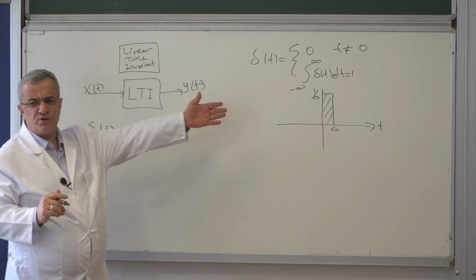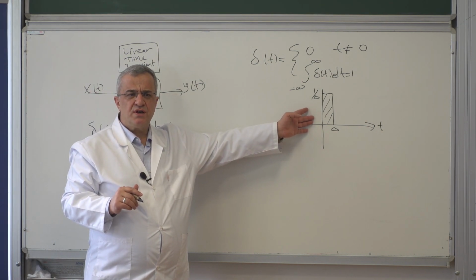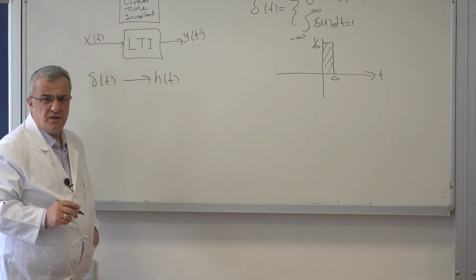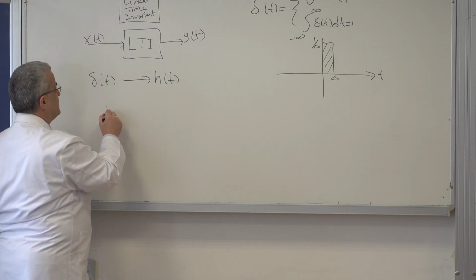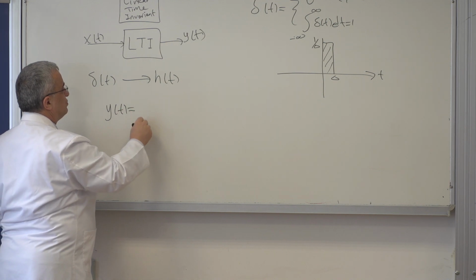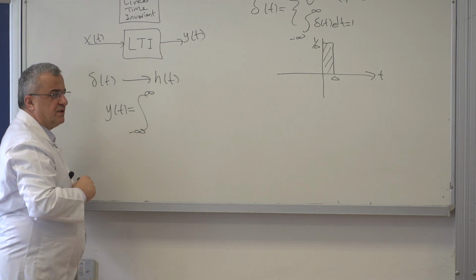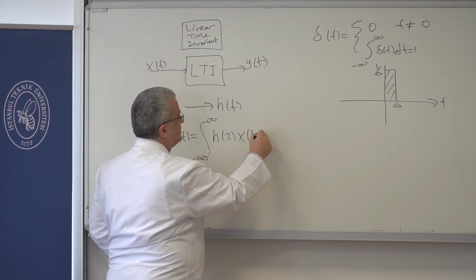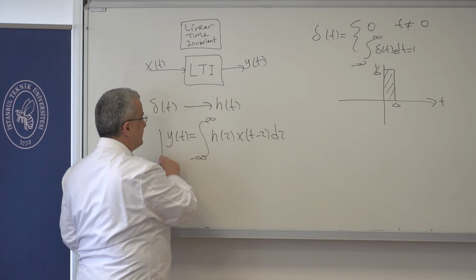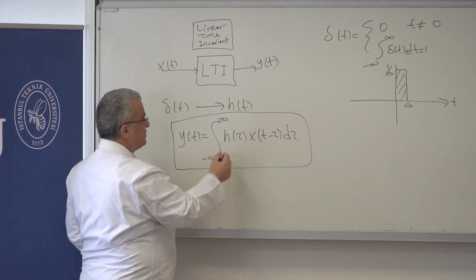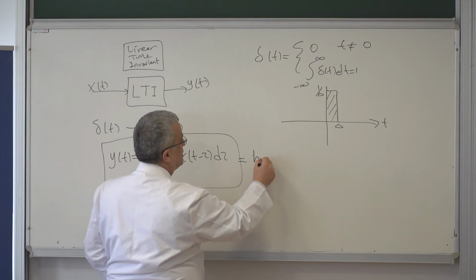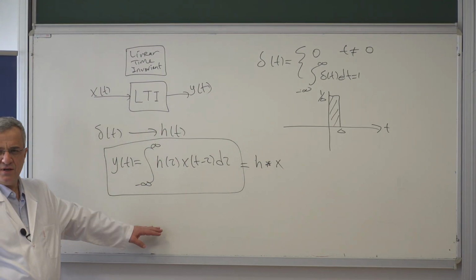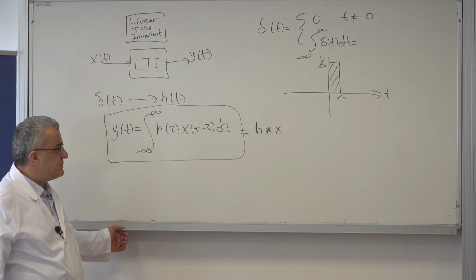We use this approximation of the impulse function, and we came up with the response of a system for any input, based on the impulse function. What did we say? It was y(t) is equal to the integral from minus infinity to plus infinity of h(tau) x(t minus tau) d tau. Another way to write this is h convolution x. This is what we did in detail last week.